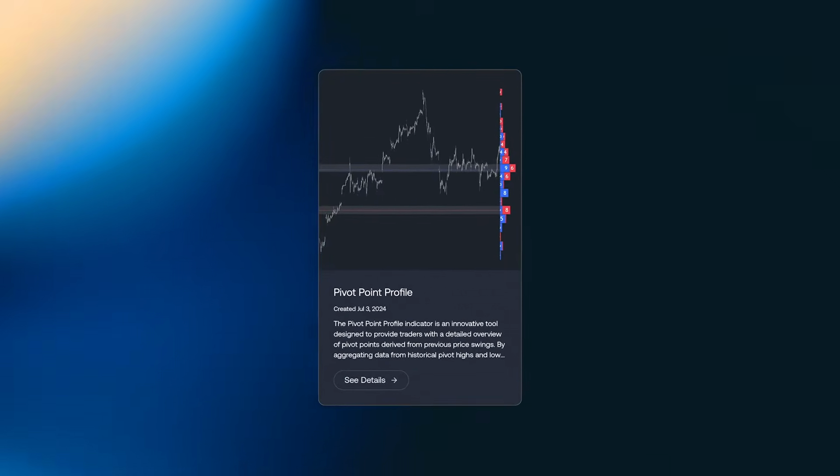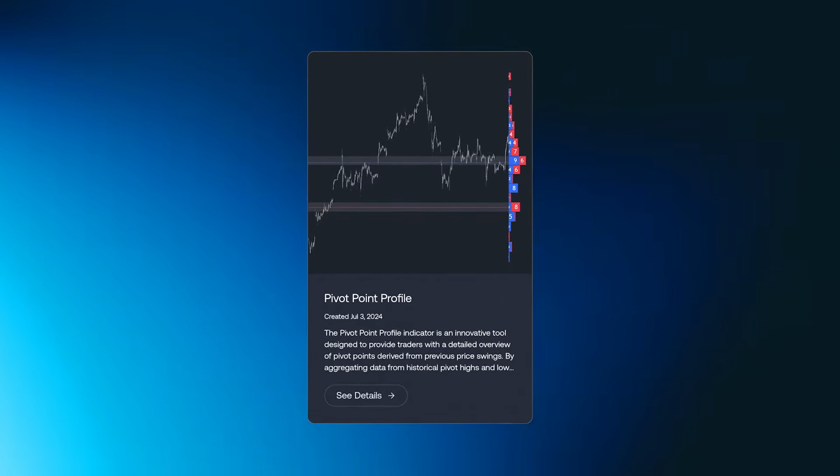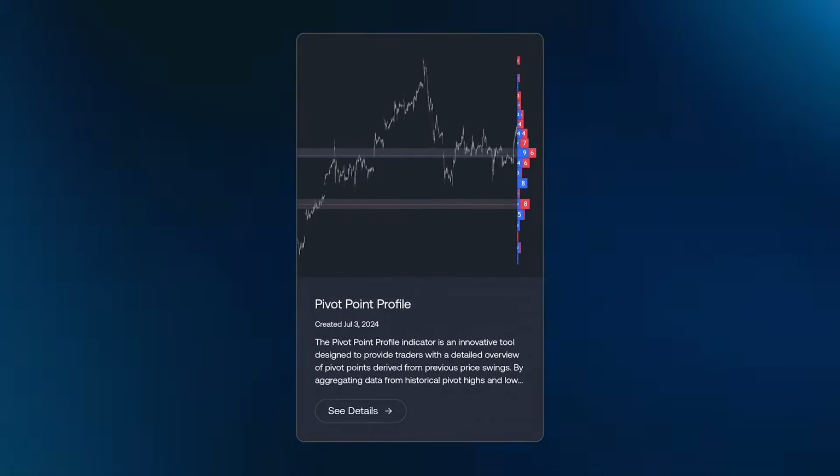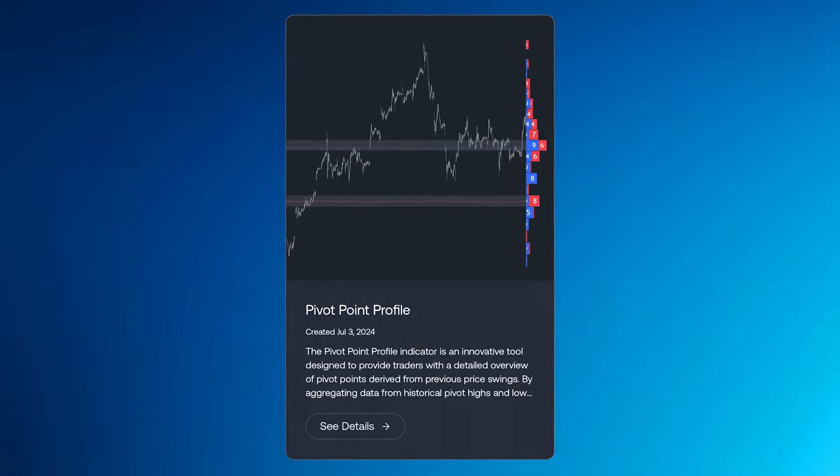Pivot Point Profile gives you a profile built from structure, not just trades, turning repeated swing activity into clear support and resistance you can trust.